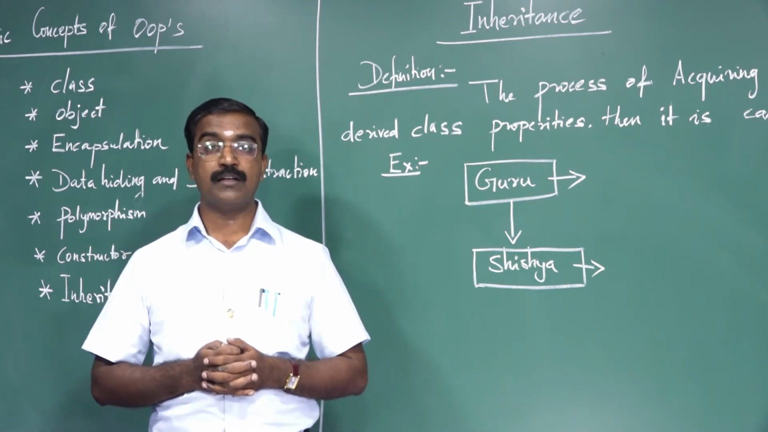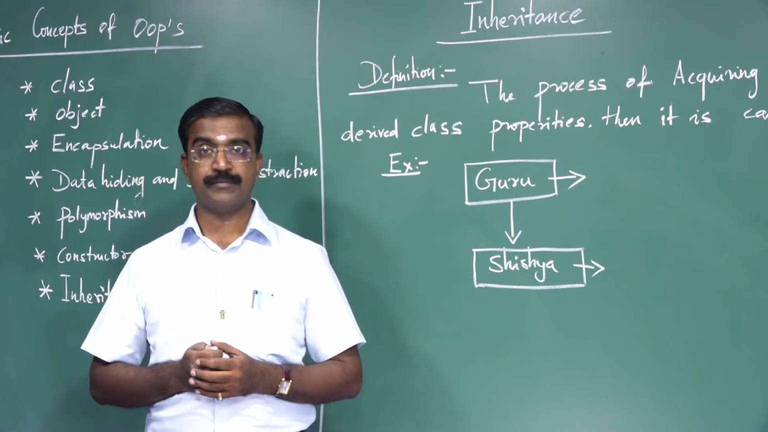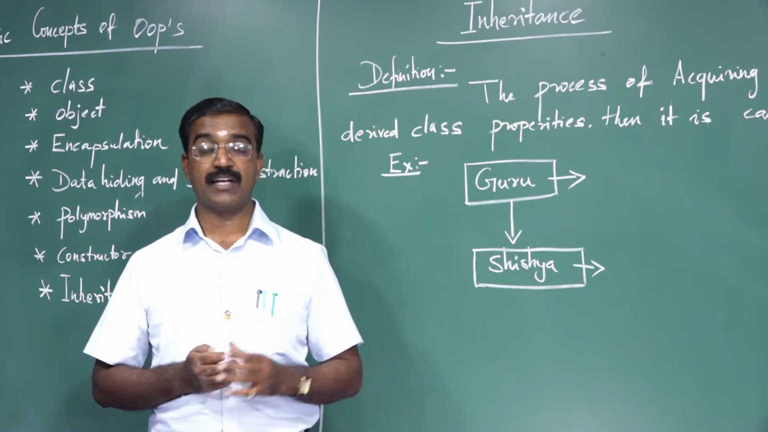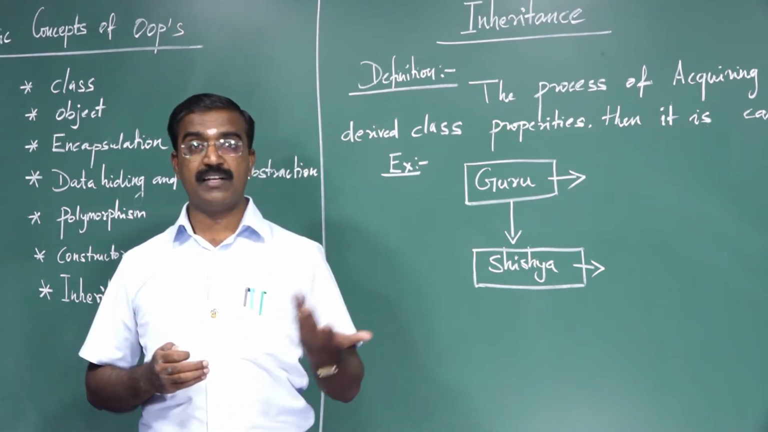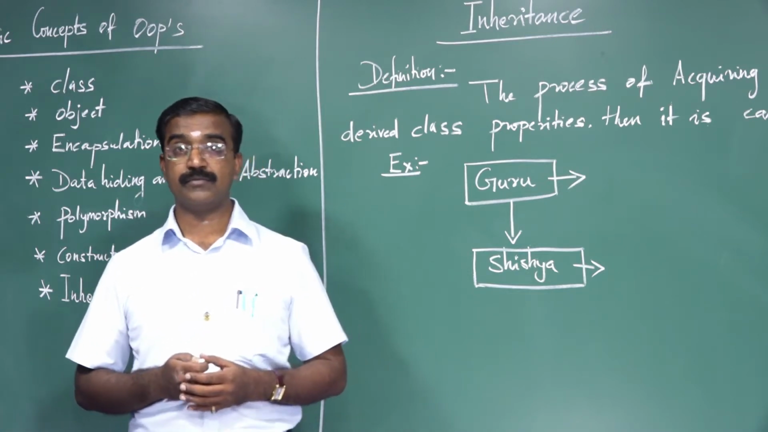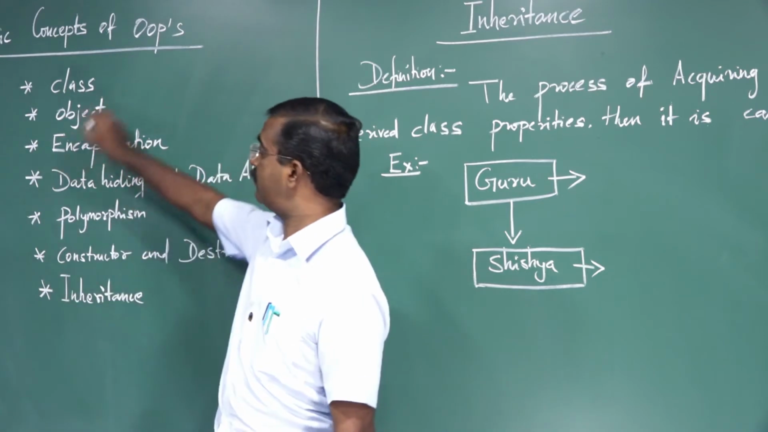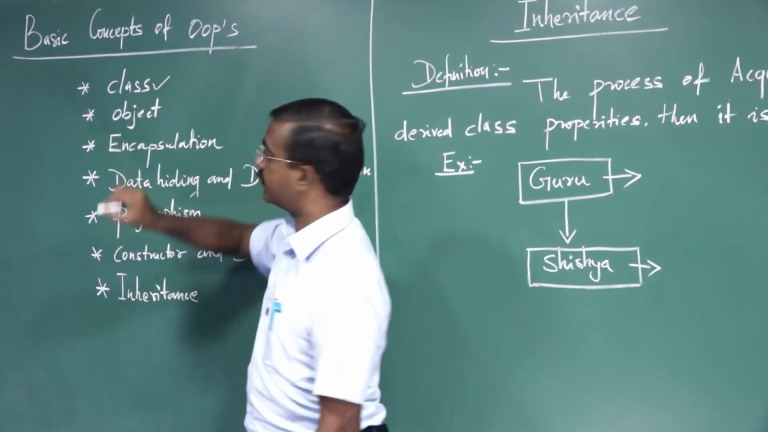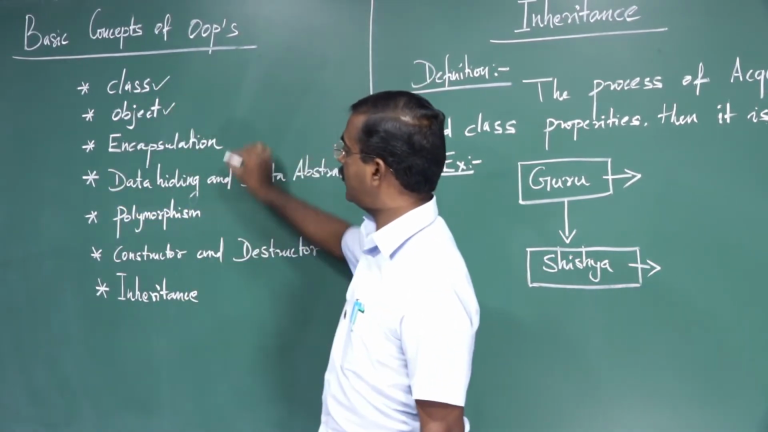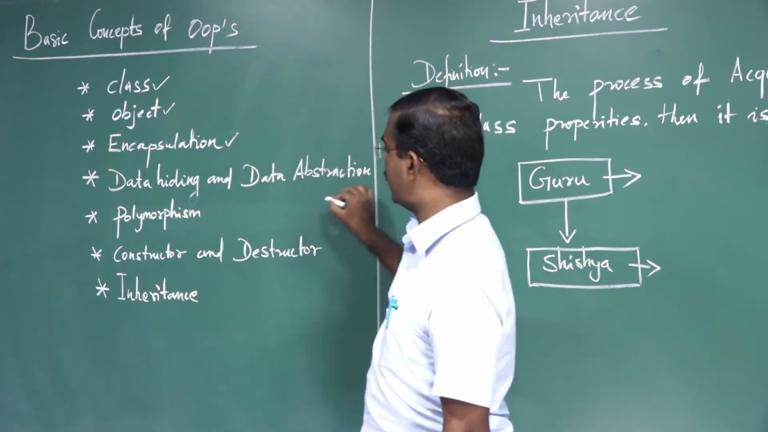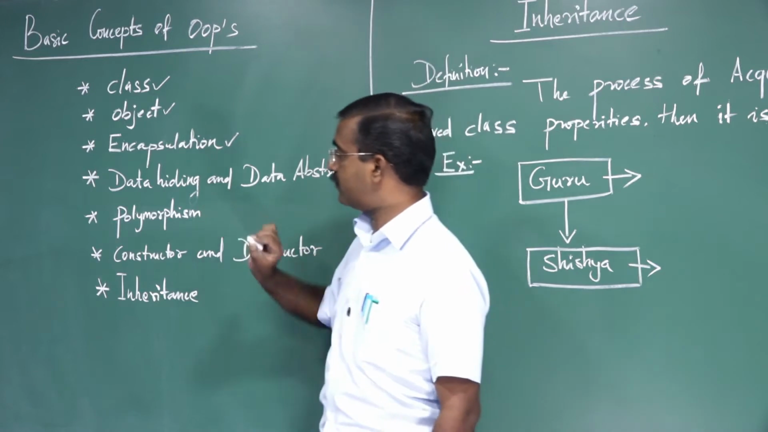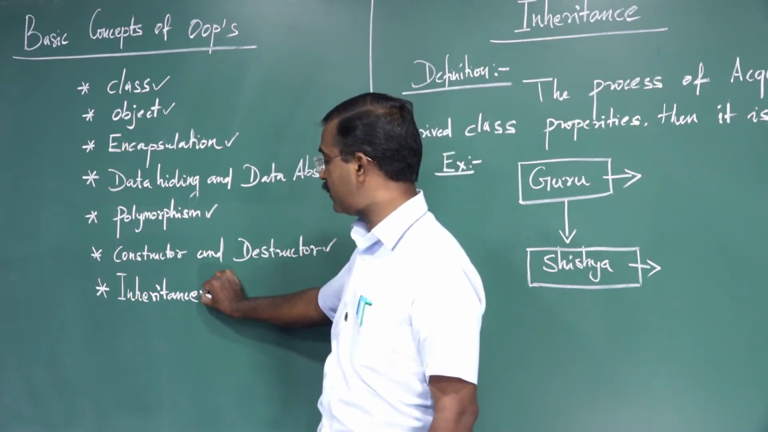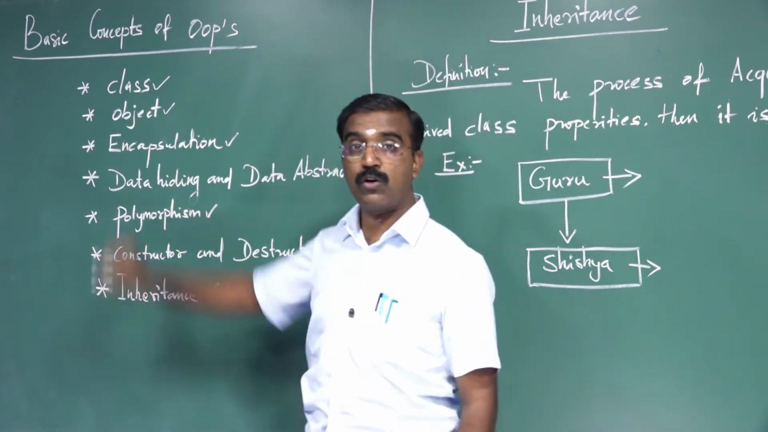Today we will see a very important concept in the basic concepts of OOPS. That concept is inheritance. In our previous class, we discussed many things about the basic concepts of OOPS. The first concept is class. The second one is object, and then encapsulation. The fourth one is data hiding and data abstraction, and the fifth one is polymorphism, and then constructor and destructor. Finally, today the topic we will see is inheritance. These are the basic concepts of OOPS.